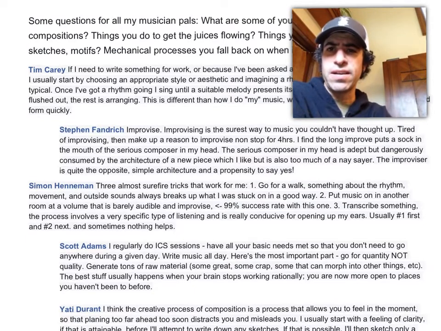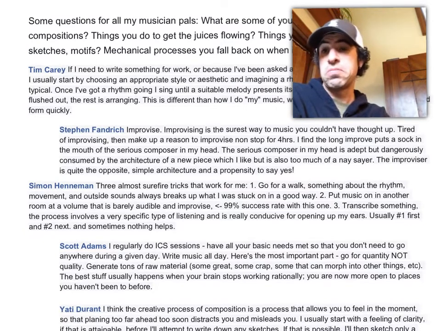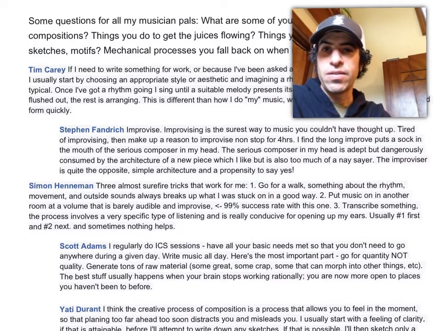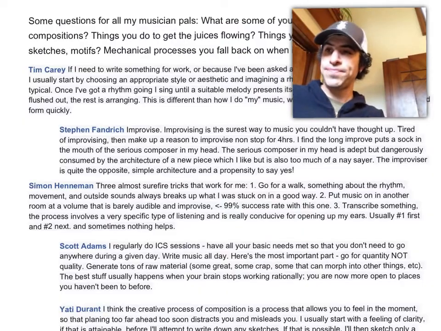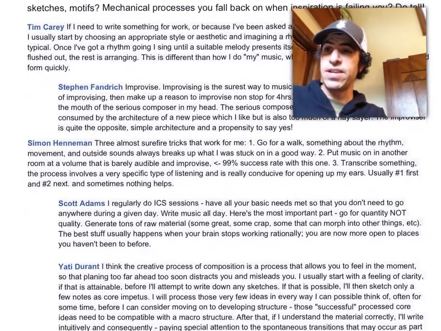Two, put music on in another room at a volume that is barely audible and improvise. 99% success rate with this one. So another vote for improvisation. Three, transcribe something. The process involves a very specific type of listening that's really conducive for opening up my ears. Usually number one first and number two next, and sometimes nothing helps. So, good ideas here.